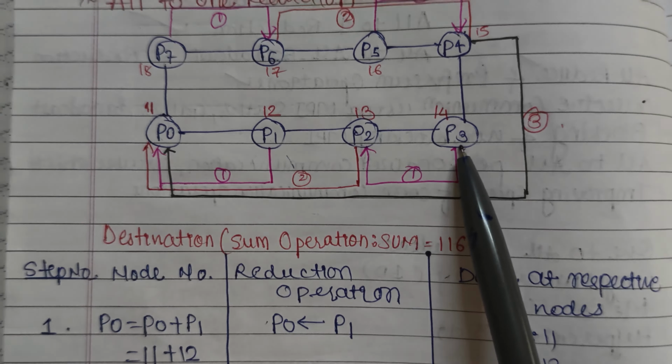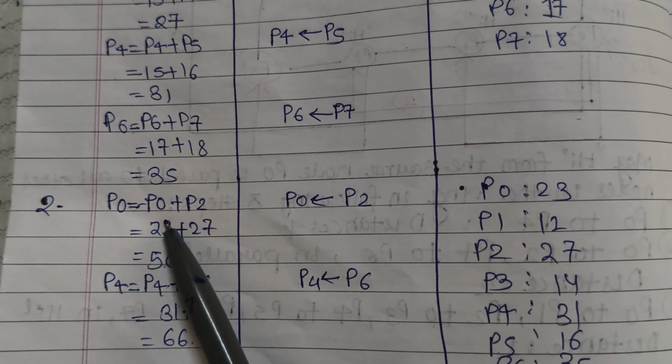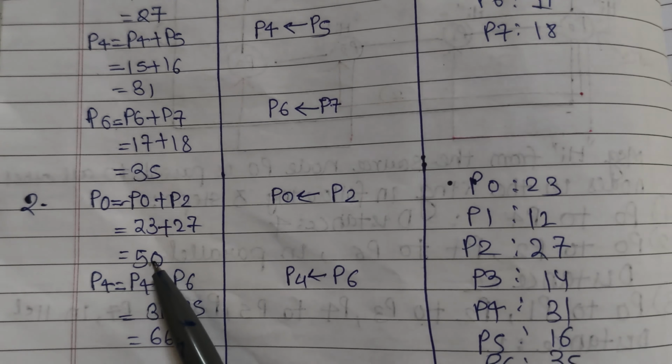You can see the value for P2 is 13 and the value for P0 is 11, but we will not take this value, we will take the updated value. You can see that the updated value is 23. So P2 plus P0 will give the value 50. Similarly we'll do P6 to P4: the P6 value is 35 and the P4 value is 31, so we add them and get 66. We'll update the value of P4 as 66 and P0 as 50. We will see the updated values in step 3.